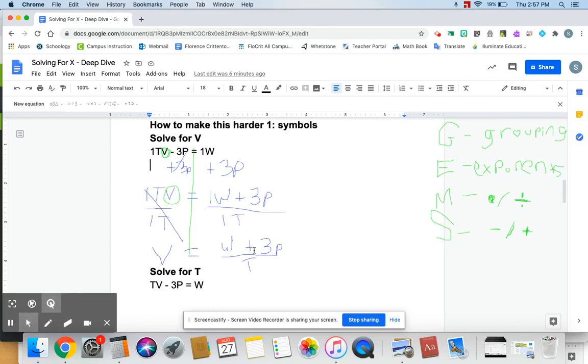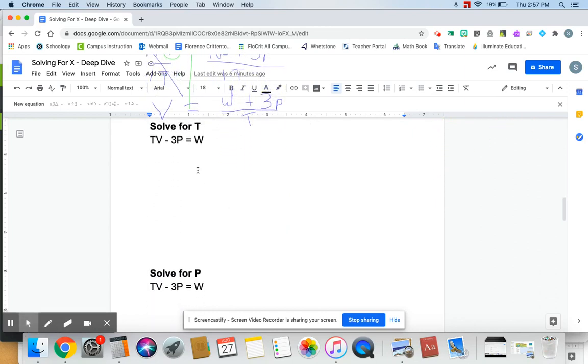The next one, it's the exact same equation. But this time, they want us to isolate the T. Get T all by yourself, just a T. So what's the first thing you're going to get rid of? The minus 3p, because adding and subtracting is the first thing you get rid of, because it's the weakest in order of operations. So those will cancel. So what do we have left on the left side? Just TV. And then now what will we have on the right side? W plus 3p, because we cannot combine them together.